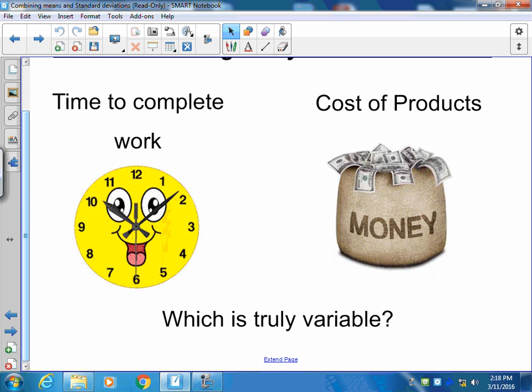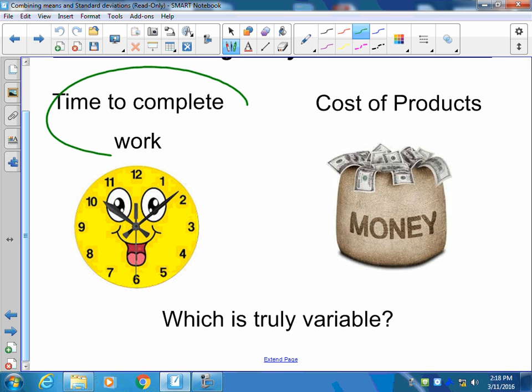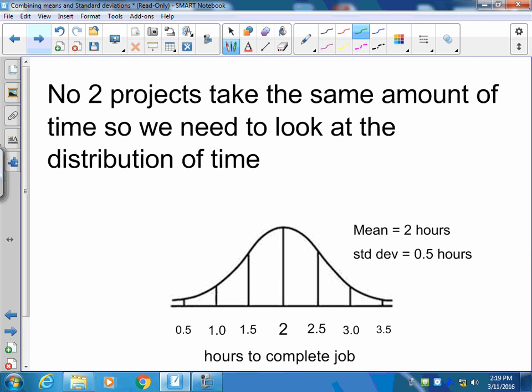What we want to understand is which of these two is truly a variable value. The piece that is variable that we have to consider is the time to complete the work. The cost of the product is what it is. Now that might go up and down slightly, but from one job to the next that is usually not going to be our variable cost. You can get an upgrade, but the cost at each level is what it is. So we're going to look at the variability of the time to complete the jobs overall.